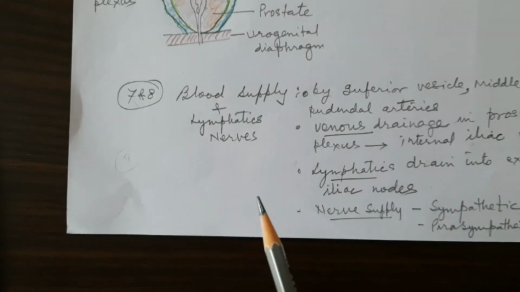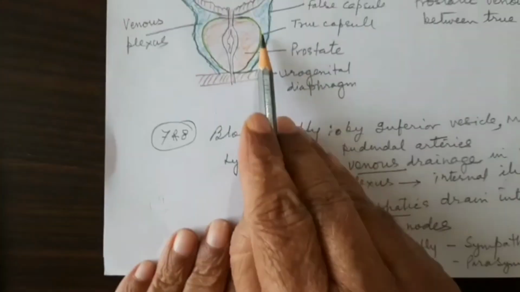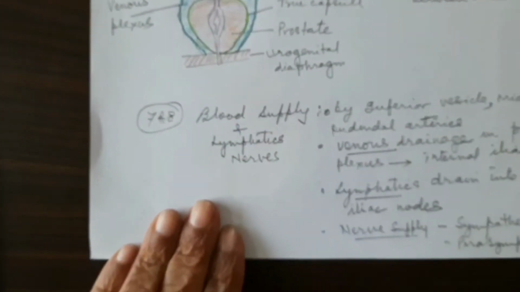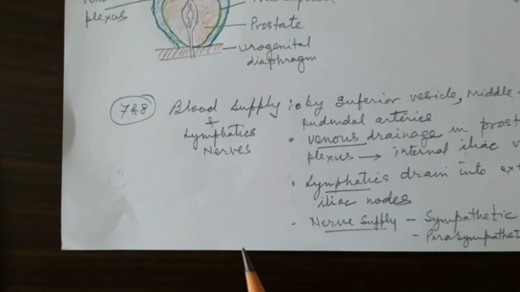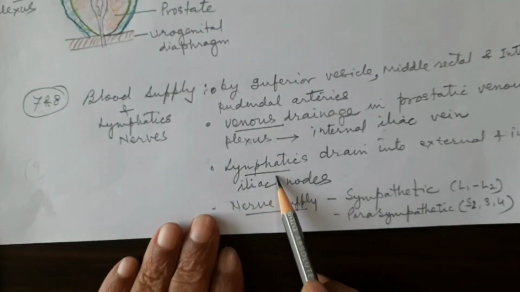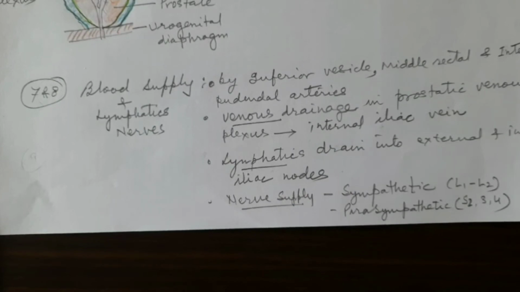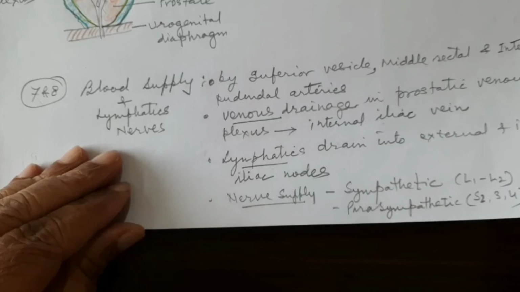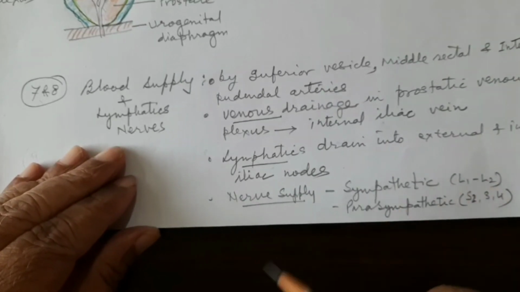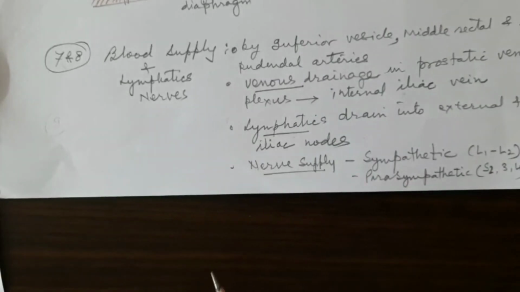The venous drainage is in a prostatic venous plexus, surrounding the prostate, mostly on the posterior side. This prostatic venous plexus will ultimately open into the internal iliac vein. Then we come to the lymphatic drainage into the external and internal iliac nodes, which are arranged along the external and internal iliac veins. So these lymph nodes will go on the wall of the pelvis.